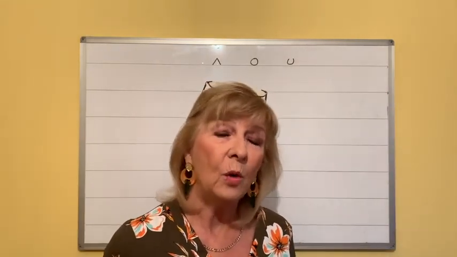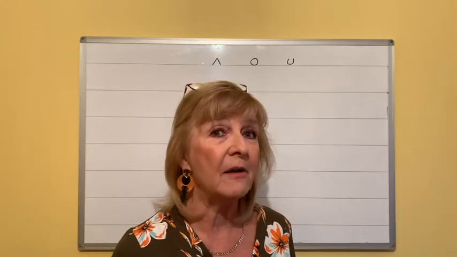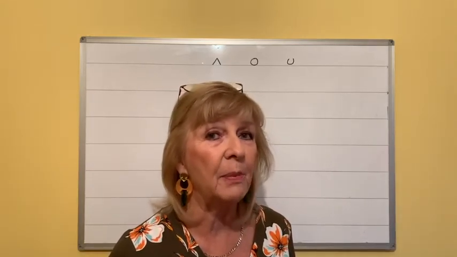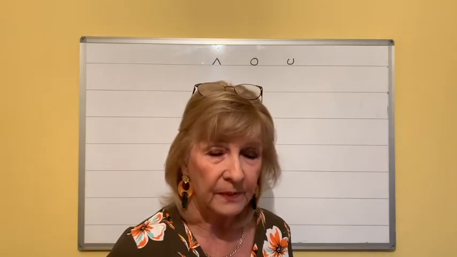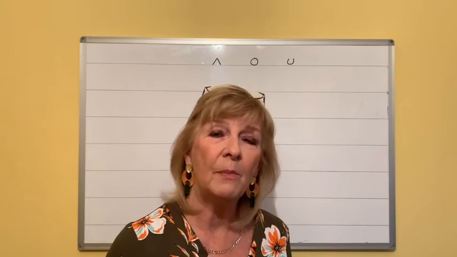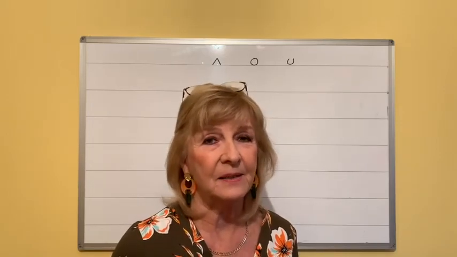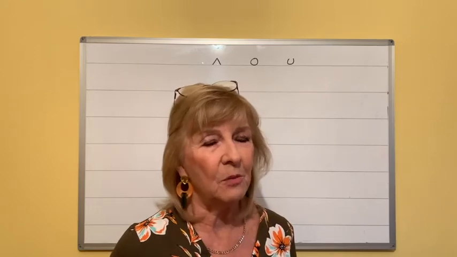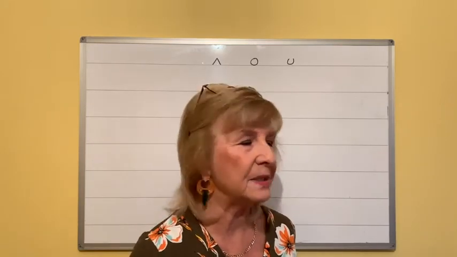Now, when a word begins with one of those three vowels and that vowel is immediately followed by an R, we don't write the R. We represent the R by writing the next consonant inside that vowel. Sounds complicated, so let me demonstrate what I mean and then it becomes simpler.